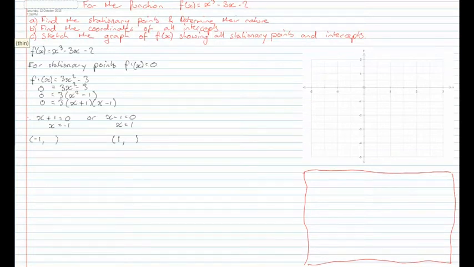For the first section of this working out, we've just written out the function, and we know that for all stationary points, f dash of x is equal to 0. So we need to differentiate this original function to find the gradient function, which is shown here, because x cubed differentiated is 3x squared, and negative 3x becomes negative 3. I know that for the stationary points, f dash of x is equal to 0 because it has a flat gradient when it's at a turning point. So therefore, f dash of x became 0 here.